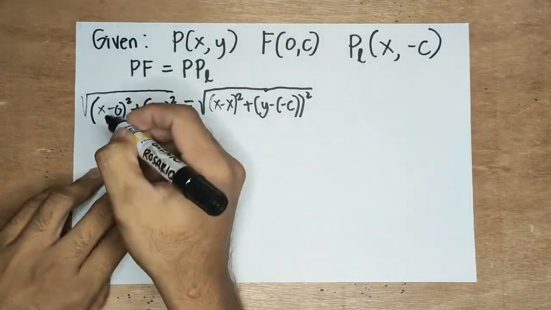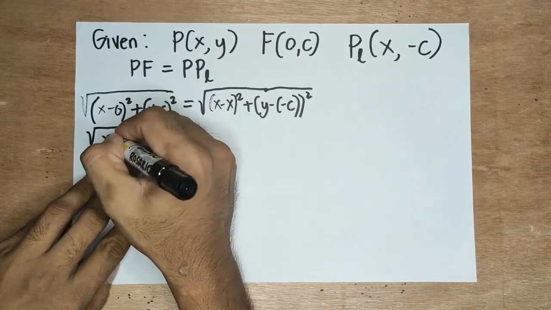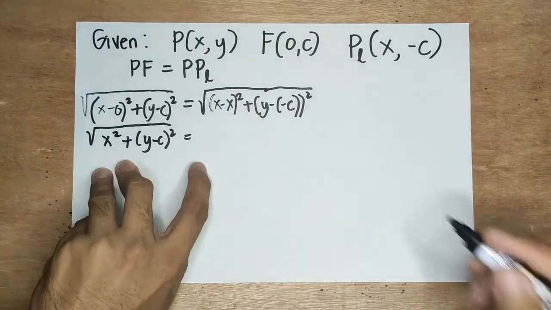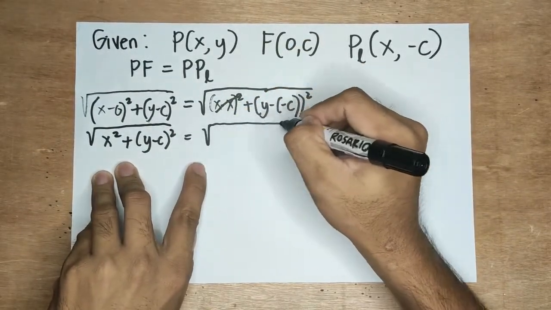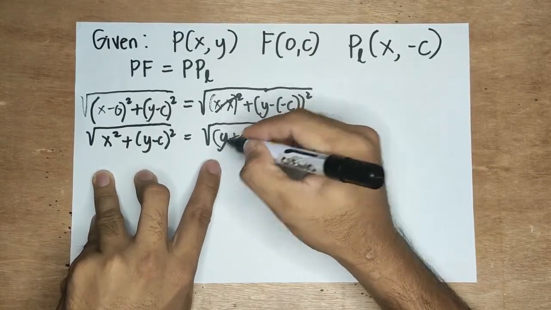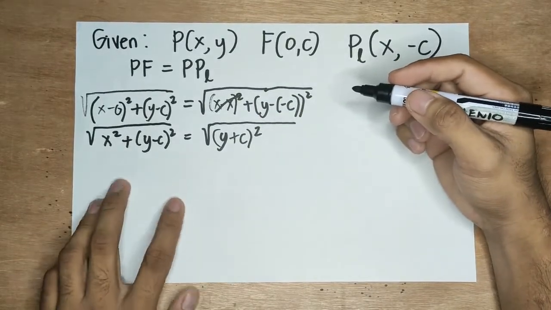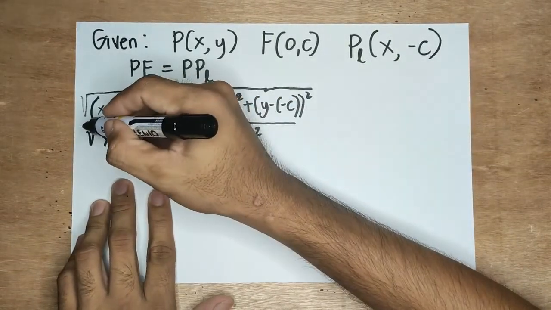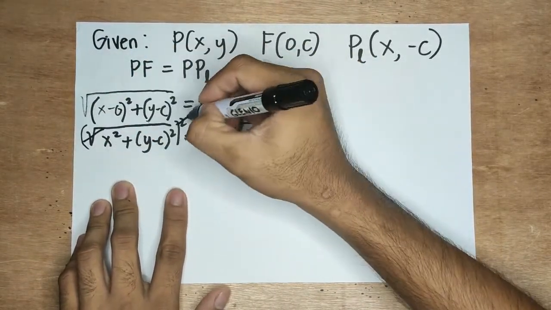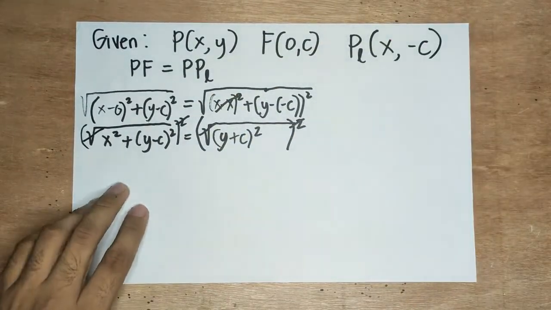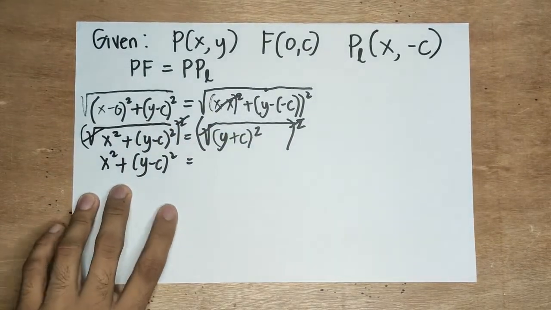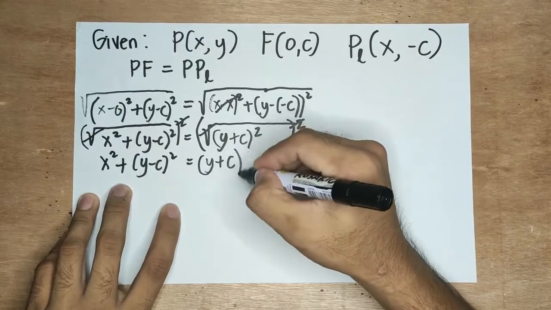Simplifying further, we get x minus 0 is x squared. Then we have (y minus c) squared is equal to x minus x is 0, so we disregard that immediately. Negative times negative will be positive, so (y plus c) squared. So as you can see, since square sila pareho, square yung both sides. Para maalis yan, we square both sides. Okay, so alisin yan. So naiwan, we have x squared plus (y minus c) squared is equal to (y plus c) squared.